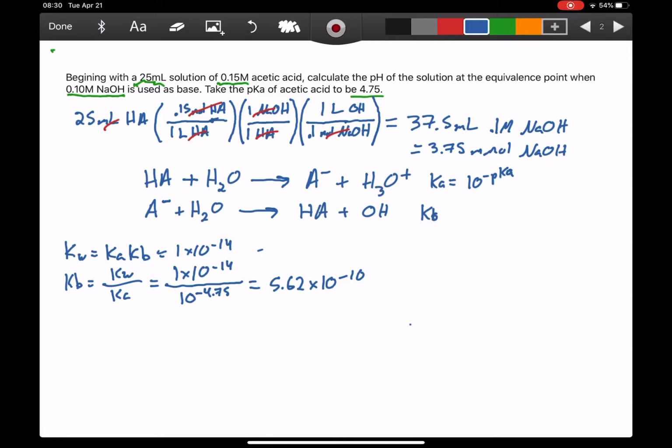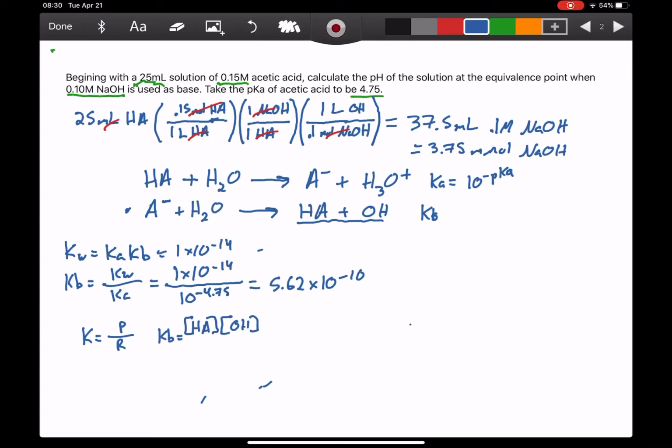So the next thing we need to do now is to set up an equilibrium expression. So if we have our reaction here, the second one that we're looking at, these are going to be our products on the right side. So the K of a reaction is equal to products over reactants. So Kb is going to be equal to the concentration of HA multiplied by the concentration of OH minus.